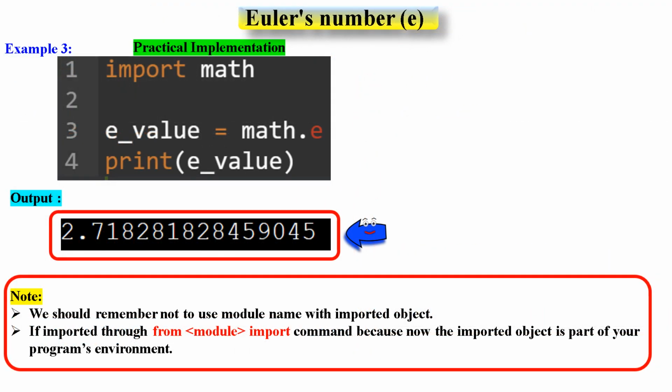Similarly, another well-known mathematical constant defined in the Math module is e. It is called Euler's number, and it is a base of the natural logarithm. Its value is 2.71828182845945. Look at example 3. These constants can be directly called and used from Math module. Note that we should remember not to use module name with imported object if imported through from module import command, because now the imported object is part of your program's environment.